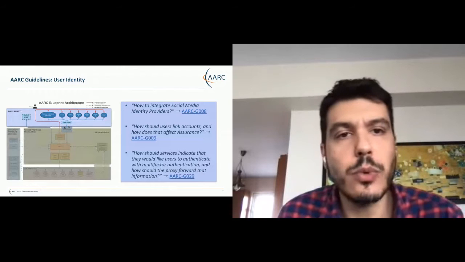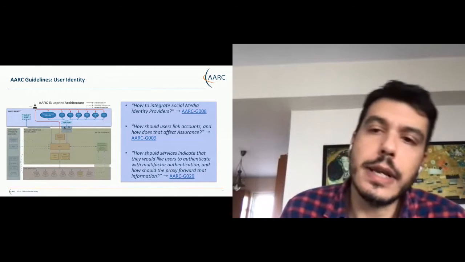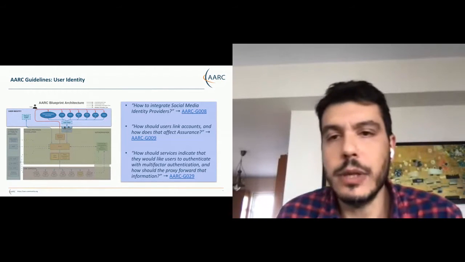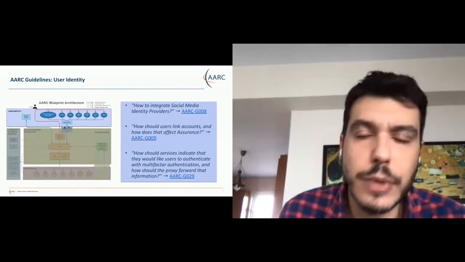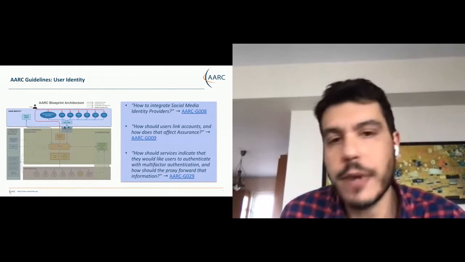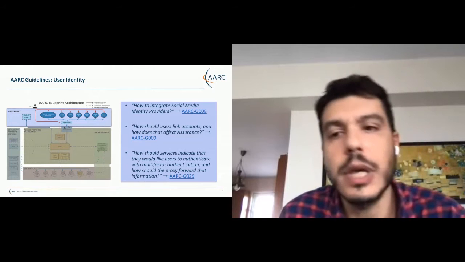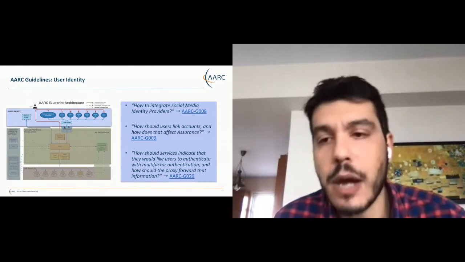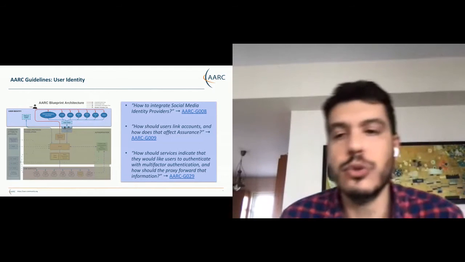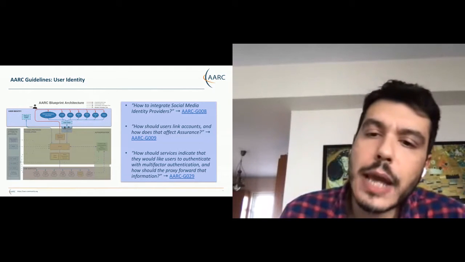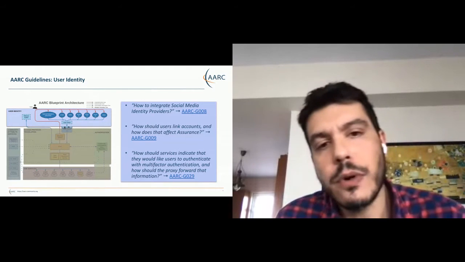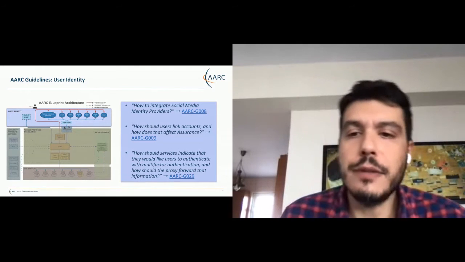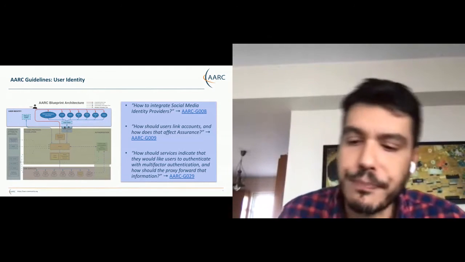So starting with the user identity layer, there are guidelines that help answer key questions. For example, how to integrate social media identity providers, if this is allowed by the community. Then how users can link accounts and how this affects the assurance. Then there are also guidelines for managing multi-factor authentication.